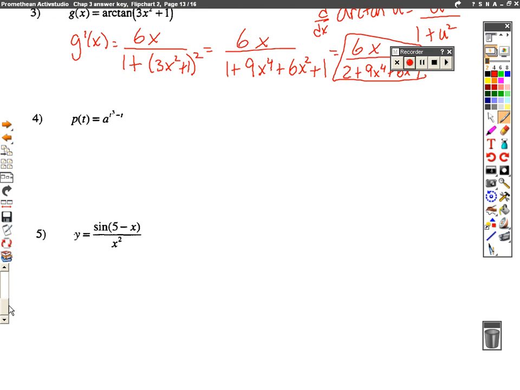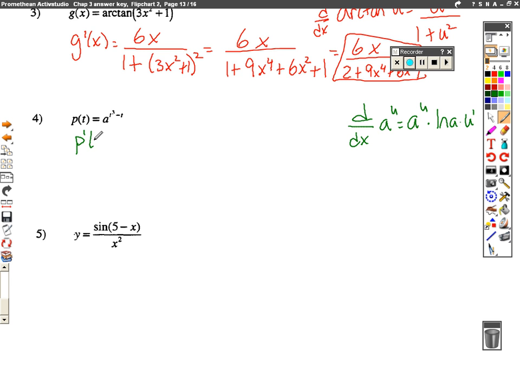Alright, number 4. A to the t cubed minus t. This is just like our a to the u formula. So we have d dx of a to the u is a to the u times natural log of a times u prime. That's the formula we're going to use.